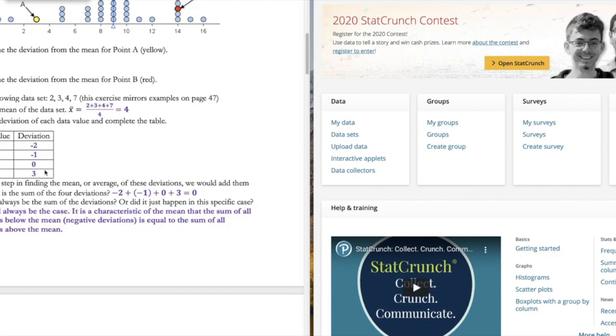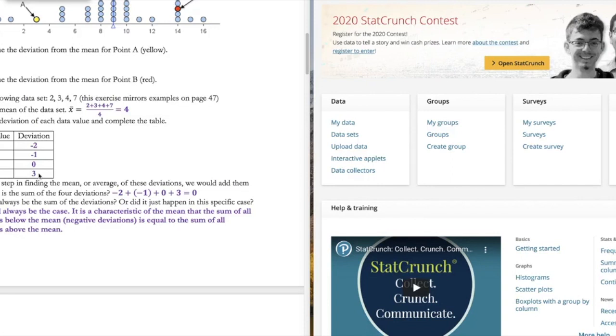Then, if we're trying to get some idea of the average deviation from the mean, step 1 would be to add those values up, but when you do that, you get 0. And that will always have to be the case because that's the characteristic of the mean and that balancing point of distances: the sum of all the distances below the mean, which gave us negative deviations, is always going to equal the sum of all the distances above the mean, which is our positive deviation. So that sum is always going to be 0.